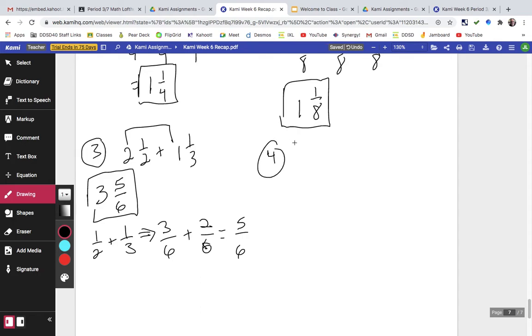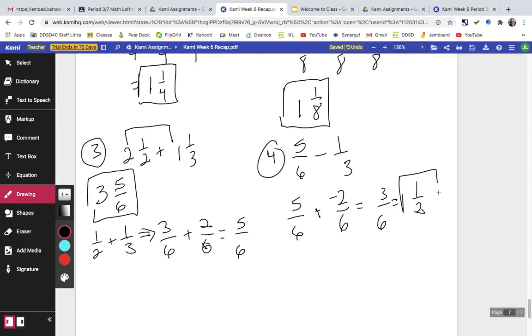Problem number 4 was 5/6 minus 1/3. We're going to change the thirds to sixths, so that's 5/6 minus, we double this to 6, that means we double this to 2, and that's 5 minus 2, or 5 plus a negative 2, either way. We get 3/6. There's more positive than negative, so the answer is 1/2.